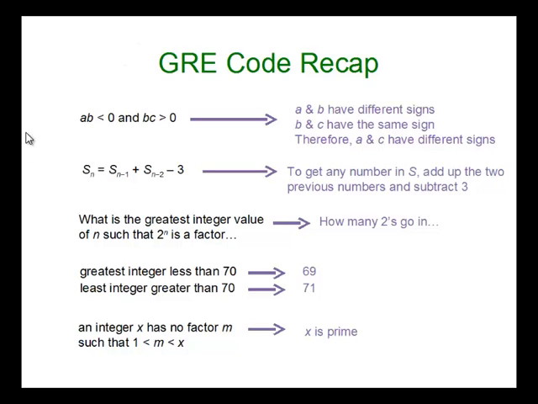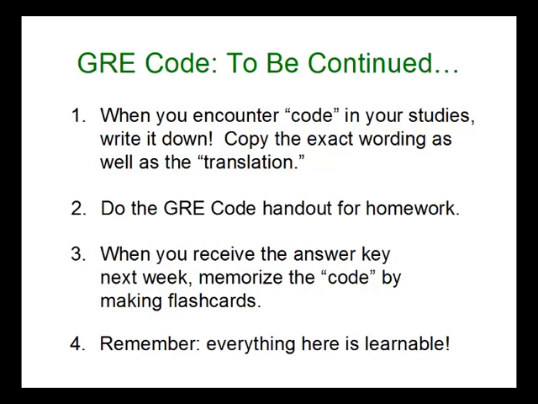All right, and we thought about greatest integer less than 70. In practical terms, that just means count up or count down. And very sneaky hidden language here about primes. Red flag for prime language in code is when they talk about how many factors there are. All right. And so this is going to be continued. As you continue with the class, you're going to see examples of GRE code at work in almost every lesson.